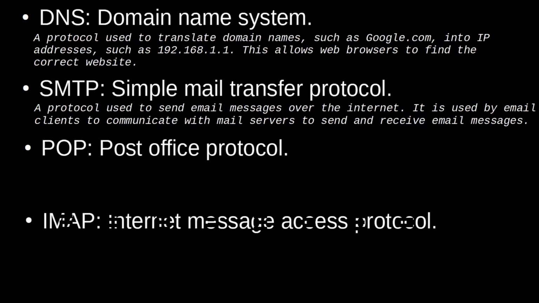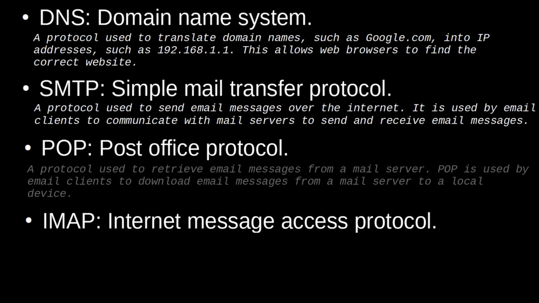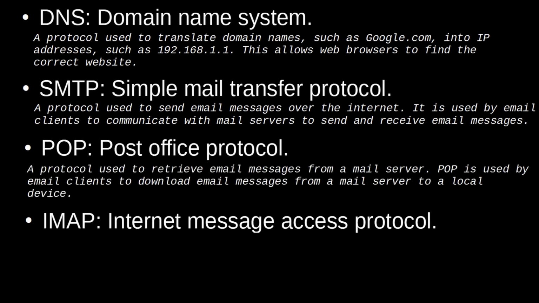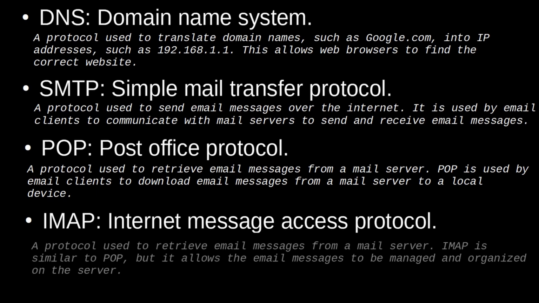The POP and the IMAP. POP is Post Office Protocol. It's a protocol used to retrieve email messages from a mail server. The same thing goes for IMAP, which is the Internet Message Access Protocol. It's a protocol used to retrieve email messages from a mail server. IMAP is similar to POP, but it allows the email messages to be managed and organized on the server. We will talk about the difference between POP and IMAP later.